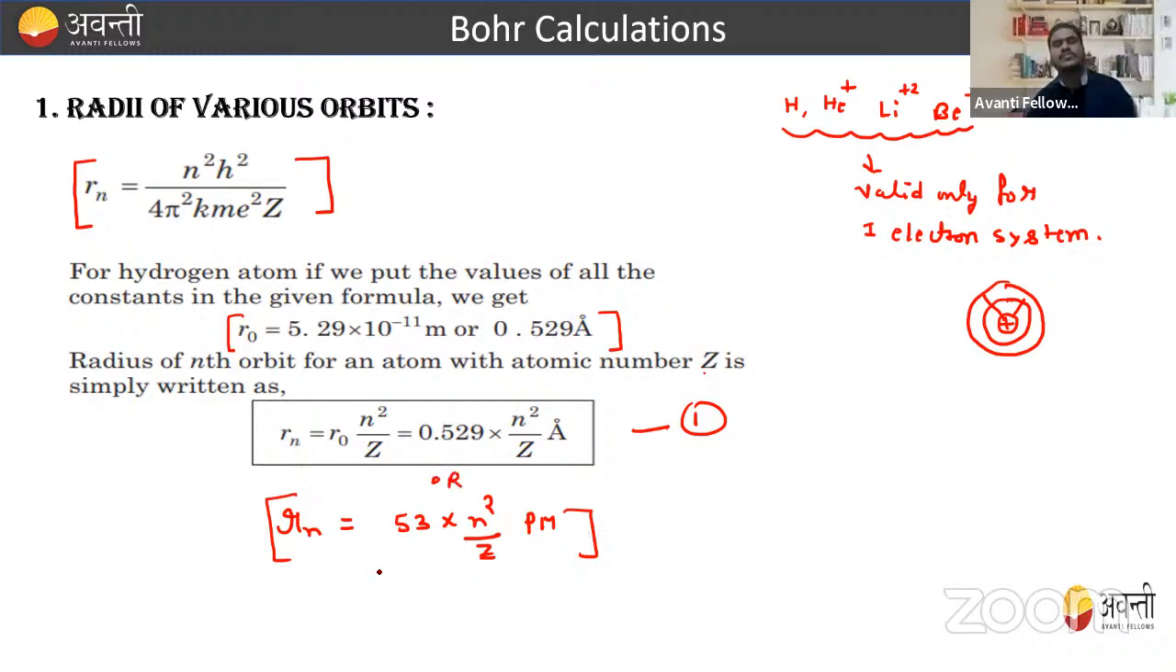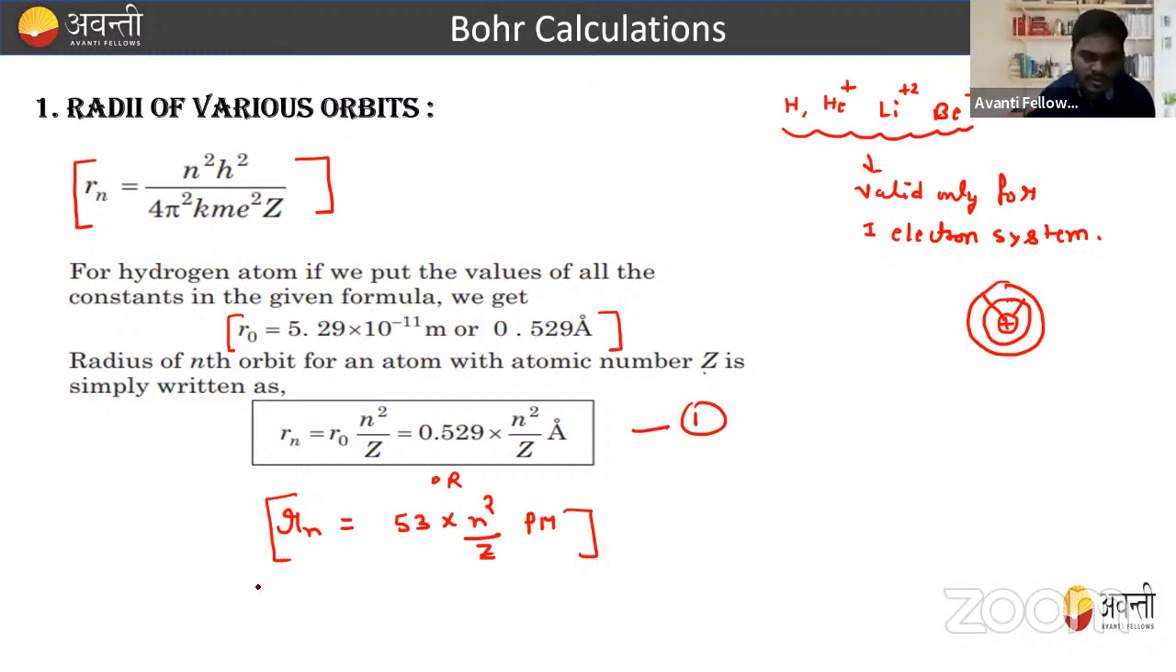Both formulas are the same, just the difference of the unit. In Angstrom it is equal to 0.529 into n square upon Z, or in picometer it is equal to 53 into n square upon Z. So this is how we can remember this. I hope this is clear to you. This is how you derive the expression for the radius of the various orbits using Bohr calculation, right? This formula you must remember, because numericals come directly from such formulas, right? So if you know the formula, then you can easily derive this.